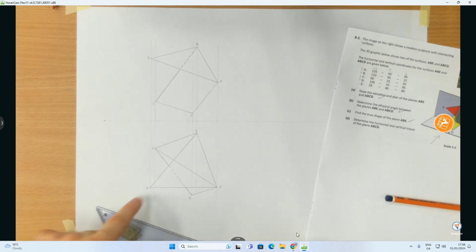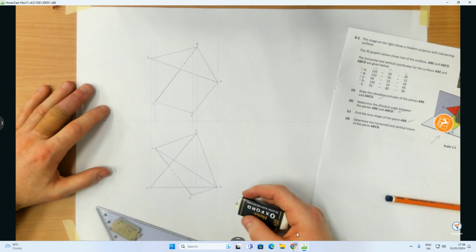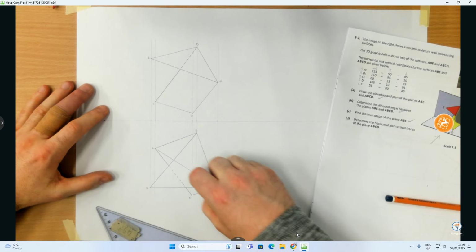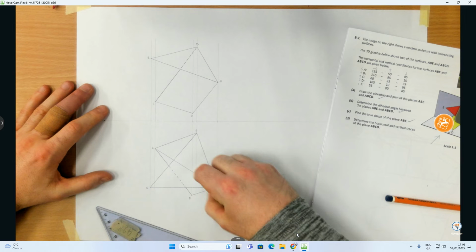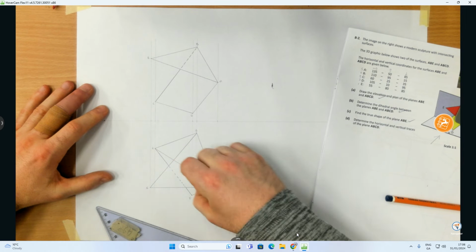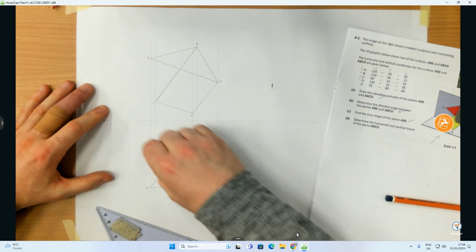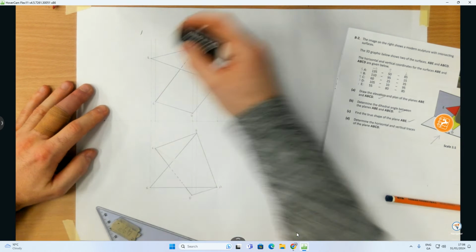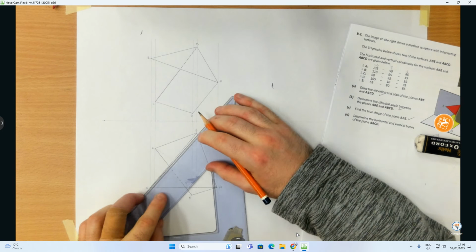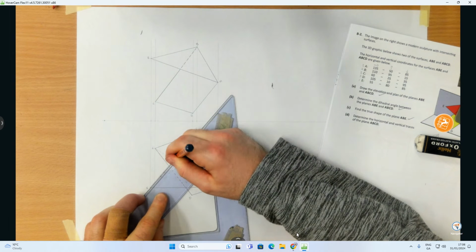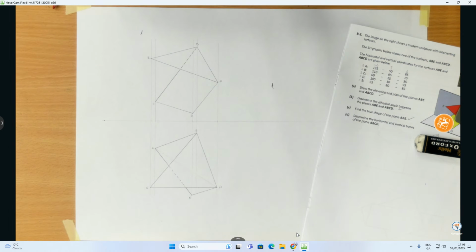And it was A, B, E, not A, B, C. So that line there is the line that I should not have put in. Apologies there. Go over that with the rubber. Okay, I'll just re-go over that bit there. Right, and that's what I should have done.